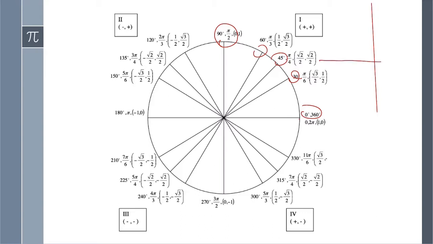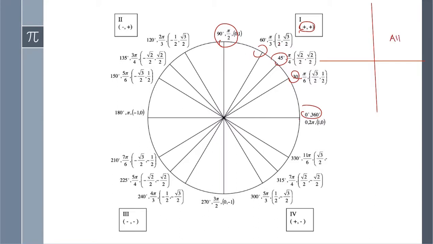The other thing is just looking at this sign. Both are positive here, x and y are positive. If both are positive, then all the values, sine, cosine, tangent, cotangent, all 6 functions are positive in the first quadrant. So all positive in the first quadrant.